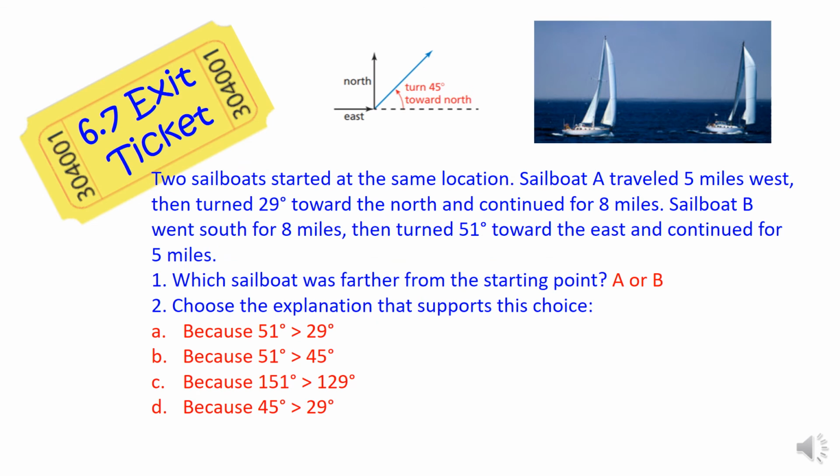All right. So this is your exit ticket. I put the little hint up at the top, and you're going to draw your own diagram and figure out, number 1, which sailboat was farther from the starting point, and number 2, choose the best explanation that supports your choice. So, good luck with that.